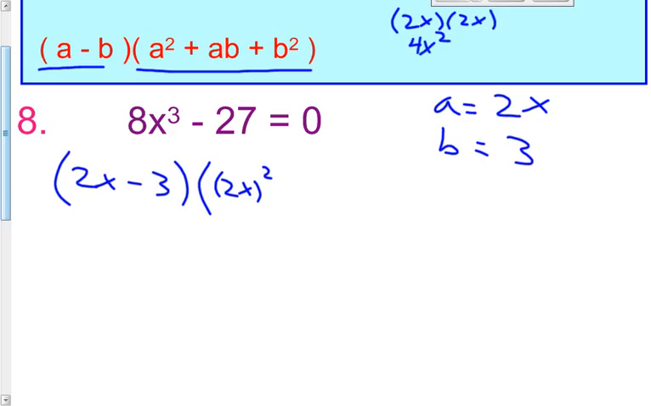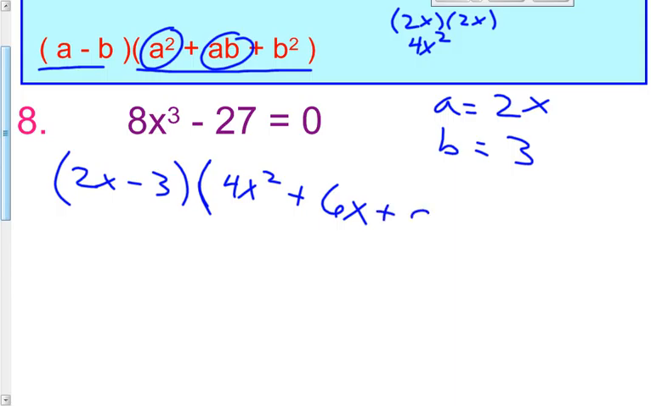So that could be one error that some of you had. Hopefully you did not make that error. But when we have this a squared right here, it's 2x raised to the second power, which is 4x squared. Then you have the product of a times b. So 2x times 3 is 6x. And then you have plus b squared, which, 3 squared is 9. So this is our binomial and our trinomial.